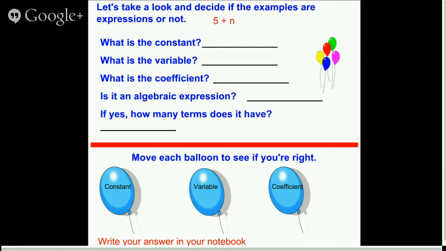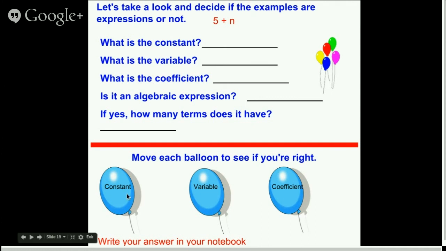All right, let's take a look and decide if the examples are expressions or not. So 5 plus n. What's the constant? What's the variable? What's the coefficient? Is it an expression? If yes, how many terms does it have? What do you think? Go ahead and pause it.